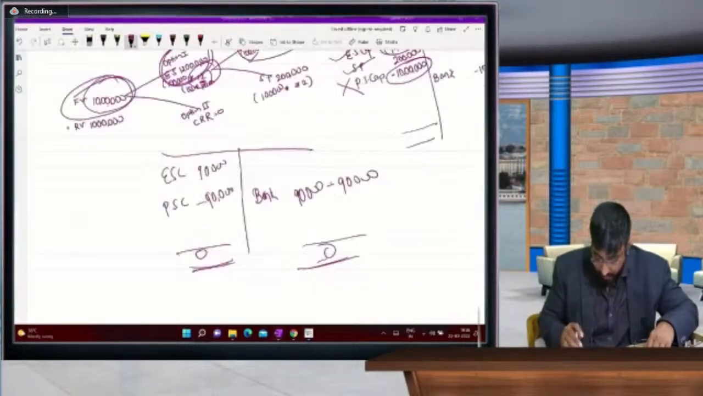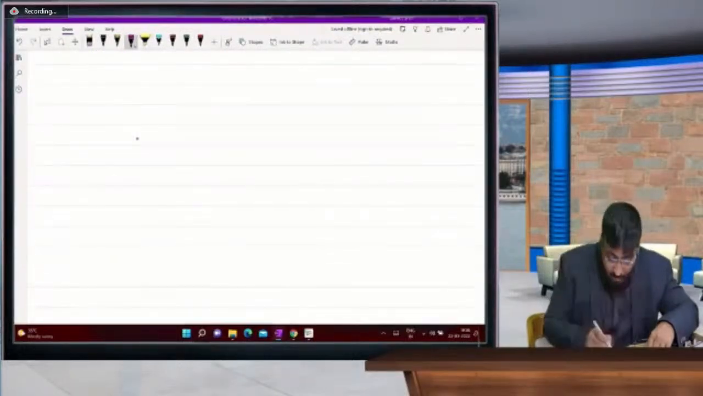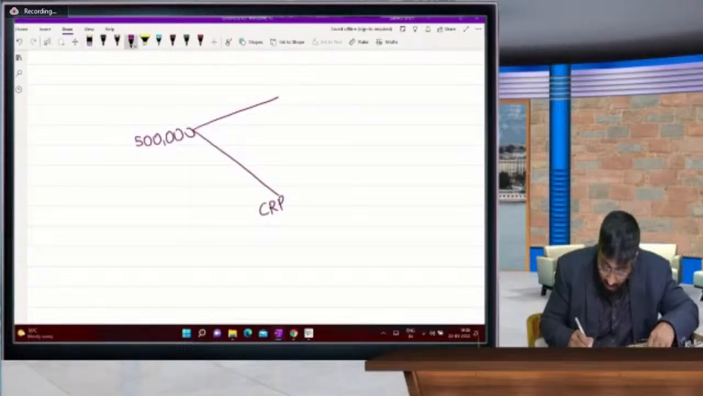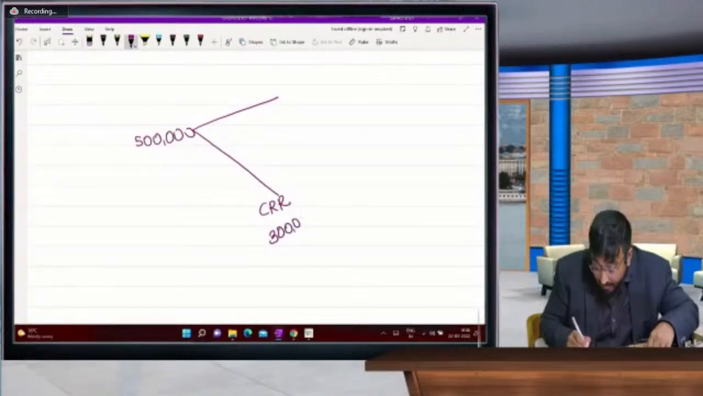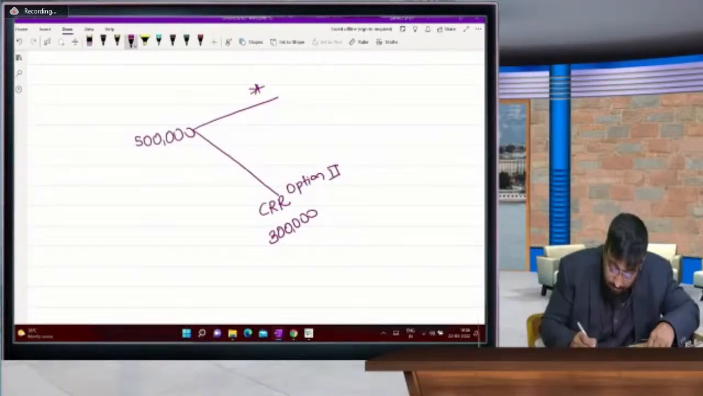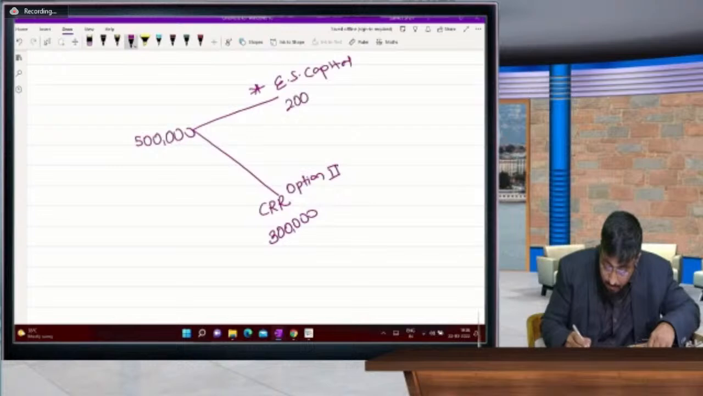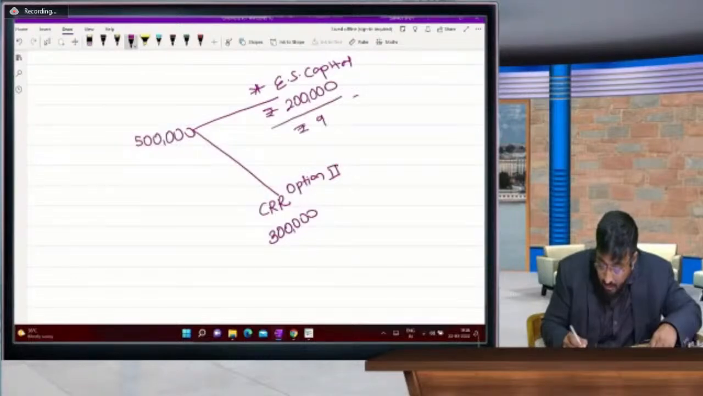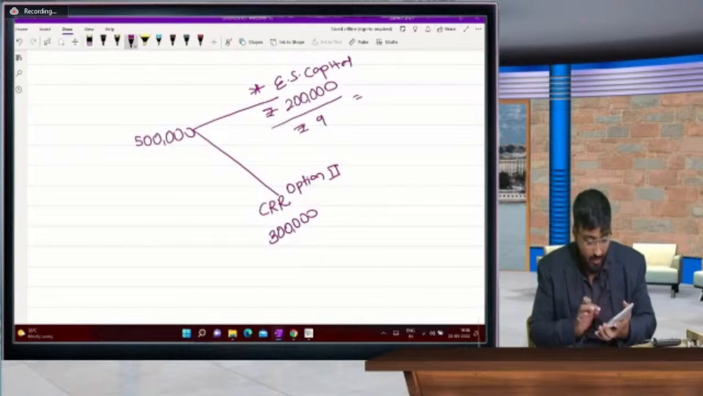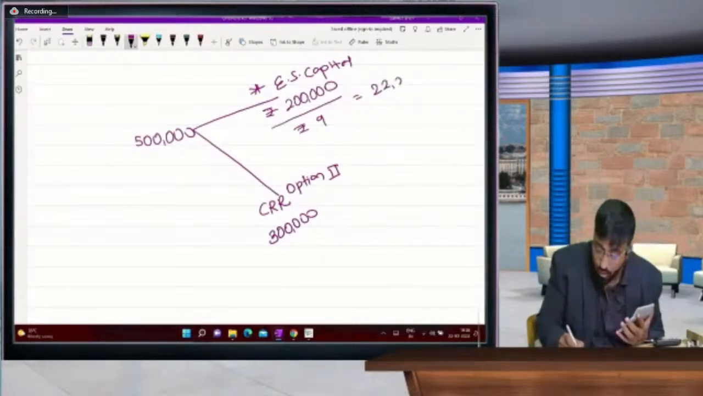So, diagram. What is the preference share value? 5 lakhs. How much CRR you can create? Maximum CRR. So option number 2. And what is the balancing figure? Equity share capital. How much? 2 lakhs. Now beta, one share is of ₹9. Therefore, how many shares? 2 lakhs divided by 9. 22,222 shares.